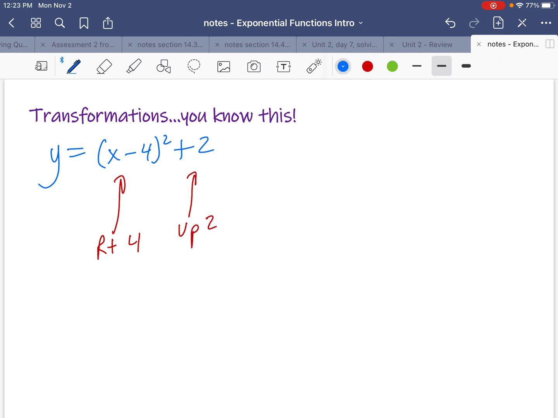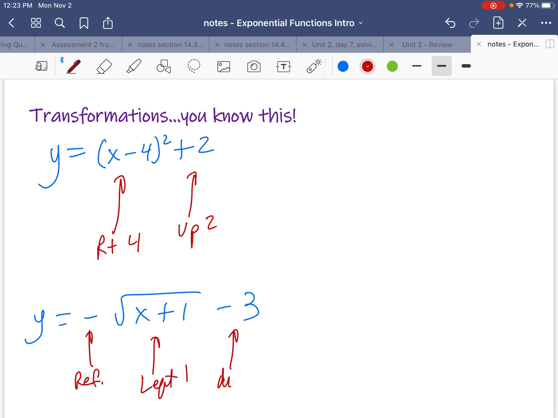Let's do it with like a square root function. And say you had negative square root x plus 1 and then minus 3 outside. So you know that this piece right here does a reflection over the x-axis. This part right here moves you left 1, and this part here moves you down 3. And then there's another piece that you can do if you have a number in front of here.